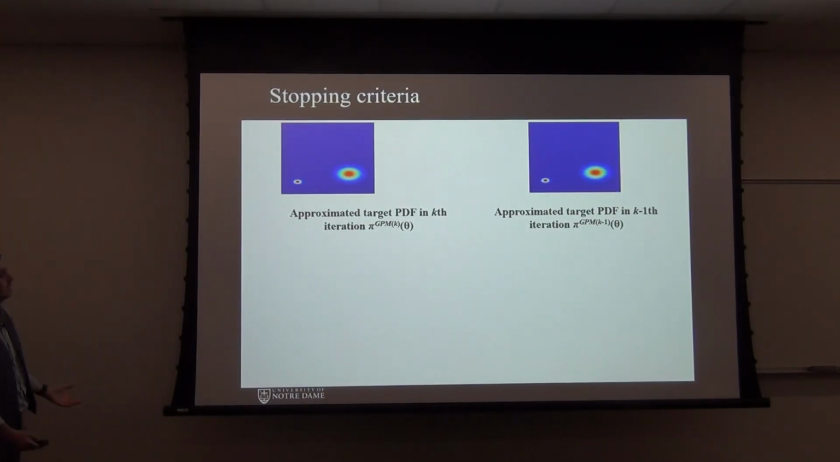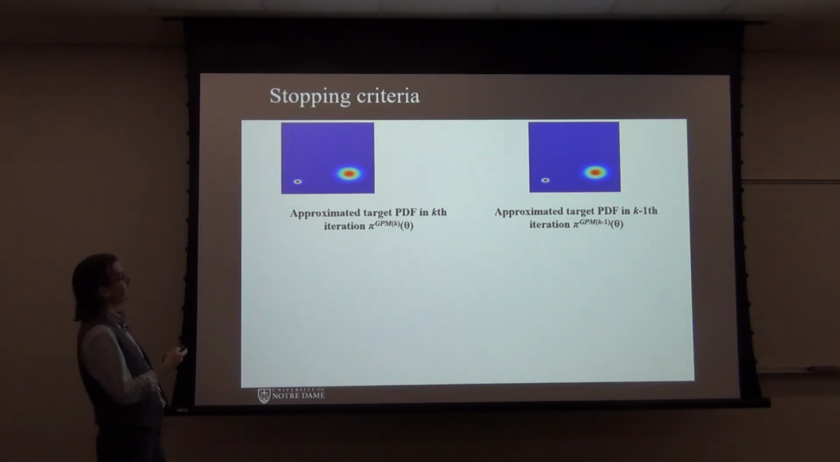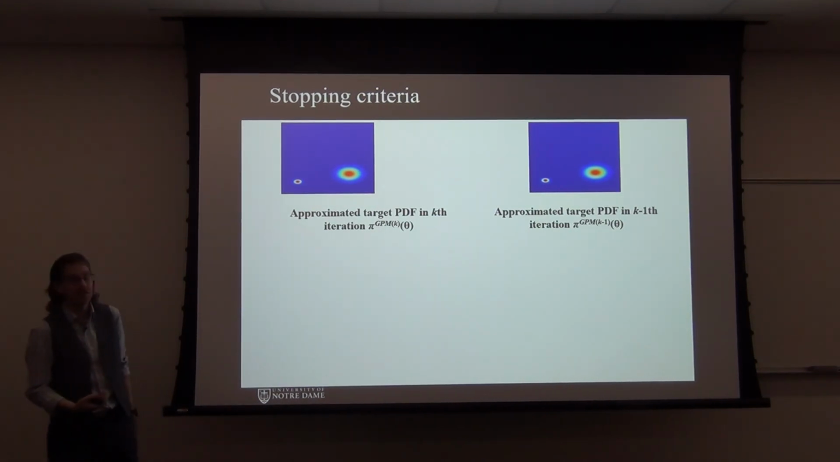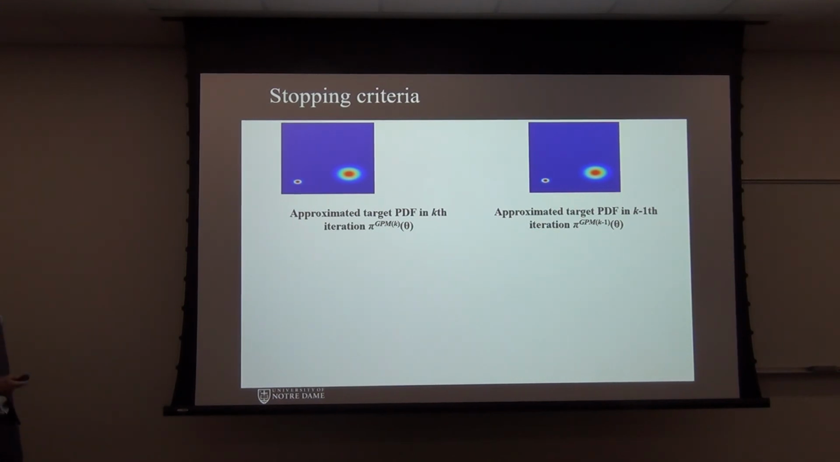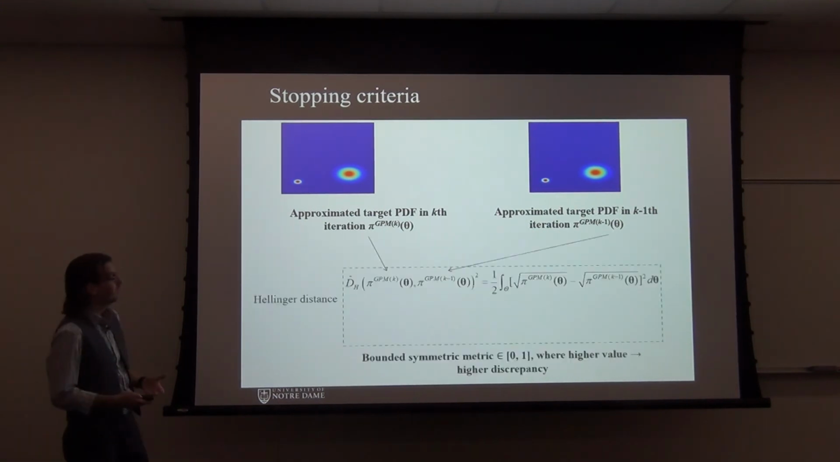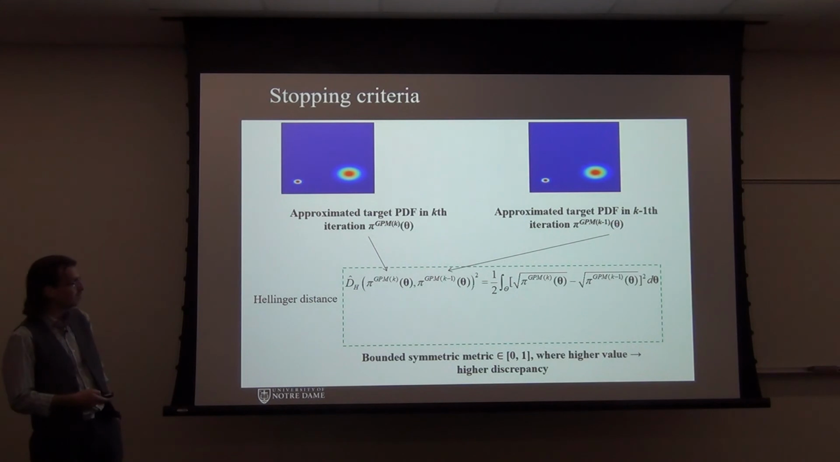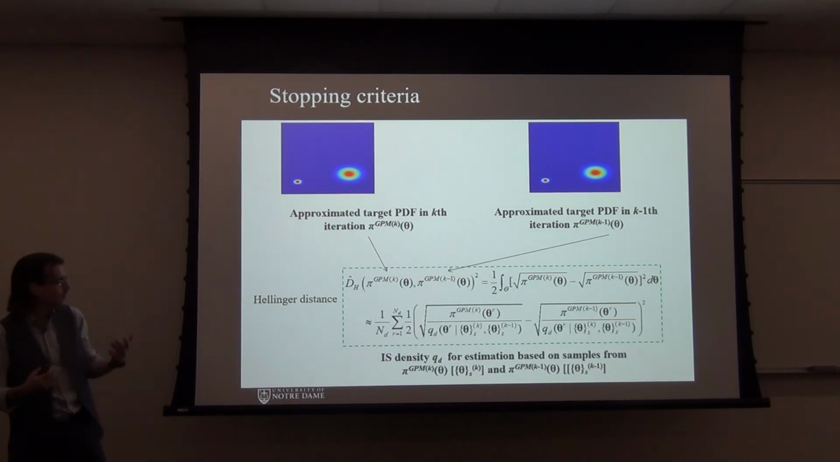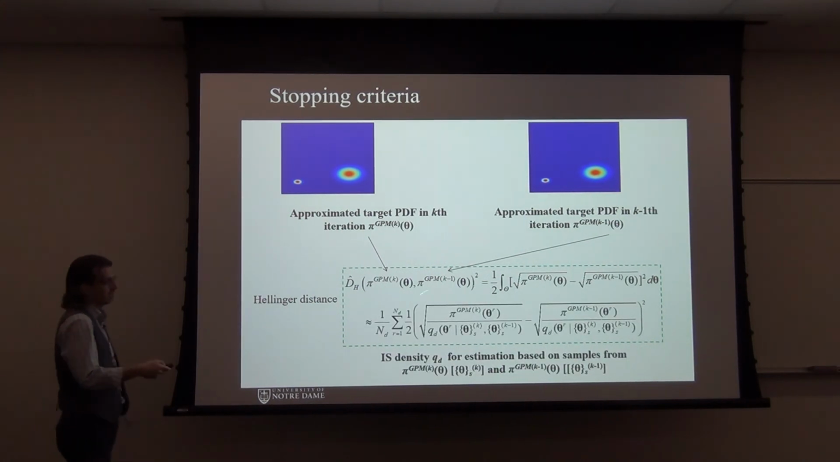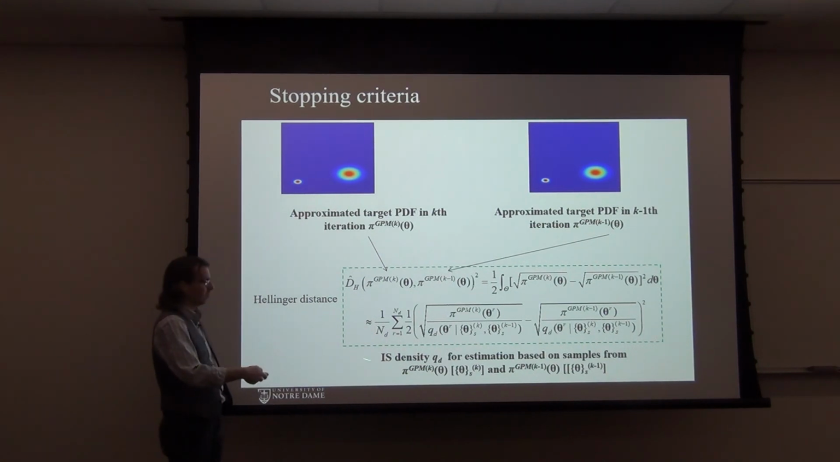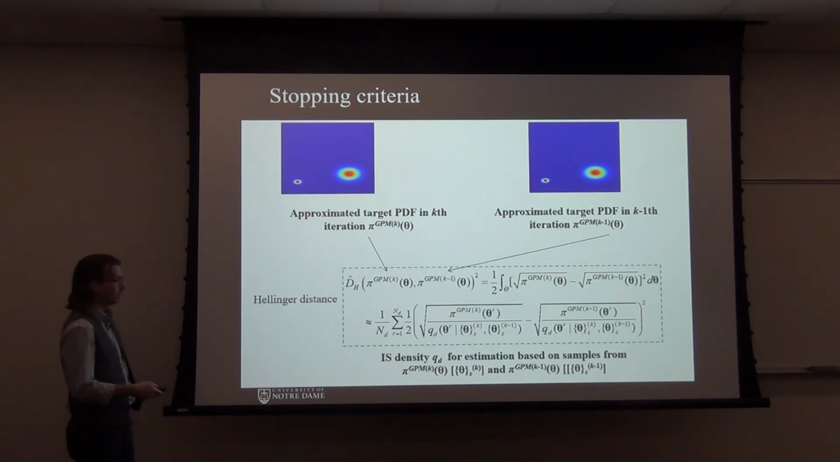Now, what are our stopping criteria? Again, since we're doing an iterative step, we can compare the approximated target PDF at the current iteration with the approximated target PDF in the previous iteration. Since we're approximating PDFs, we need a measure that compares PDFs, and we're going to use here the Hellinger distance. Again, this is the expression of the Hellinger distance when you compare these two PDFs, and we're going to do a sample-based evaluation. Again, you're going to rely on the meta model. It's very computationally efficient to do this approximation.